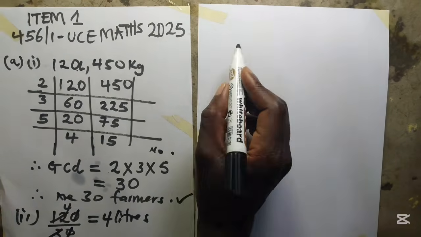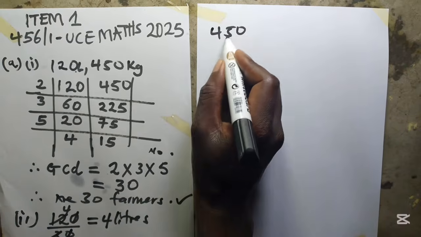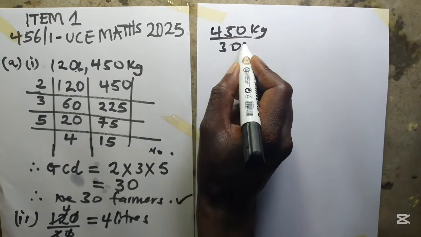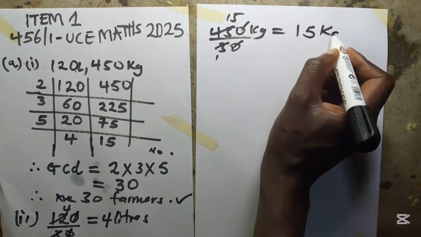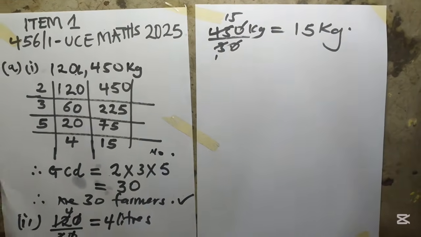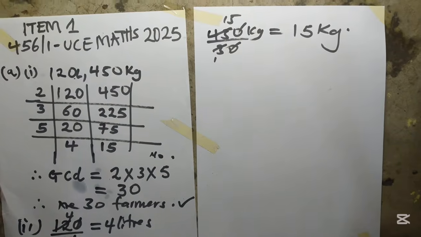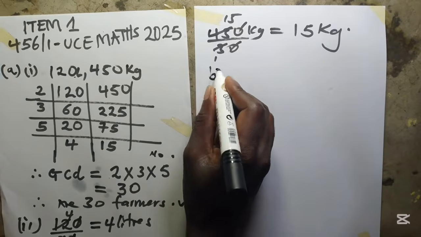So you get 4 liters. Then let me write here 4 kilograms. You say 450 kilograms divided by 30. This 0 goes with that 0, 3 into 45 is 15. So you get 15 kilograms of fertilizers, and that was Roman numeral 2. Then part B, they said determine. So we go back to our summary for part B.